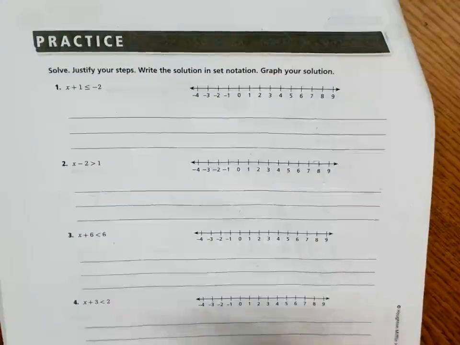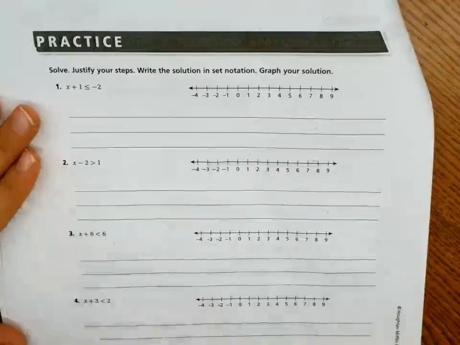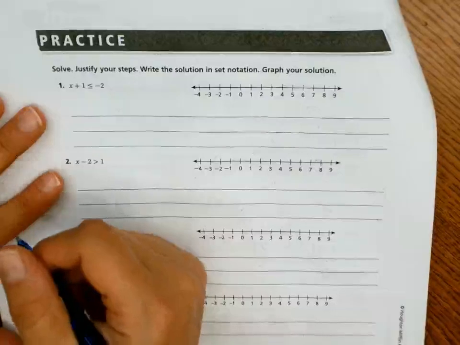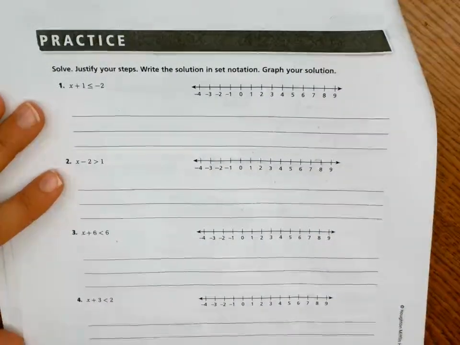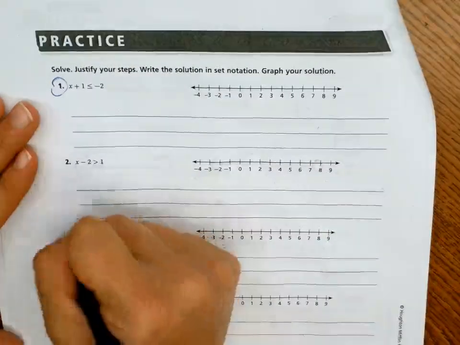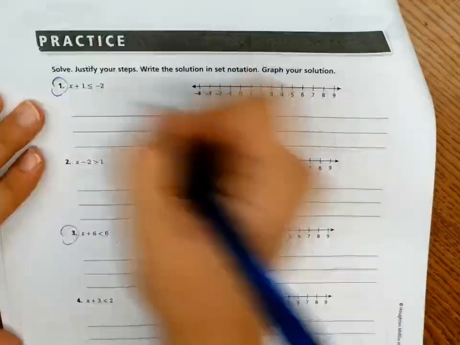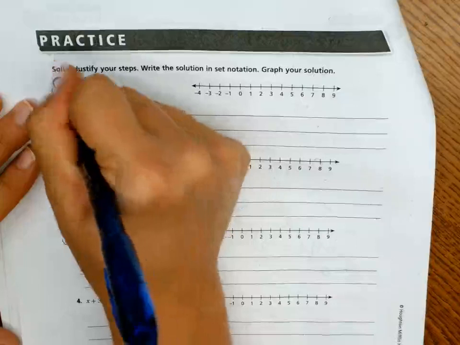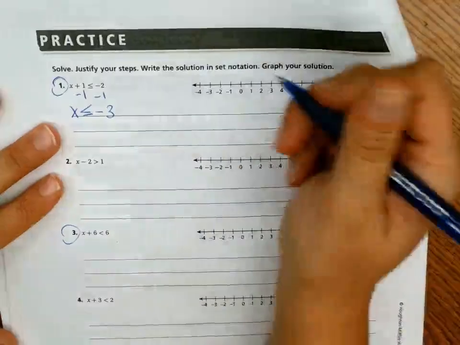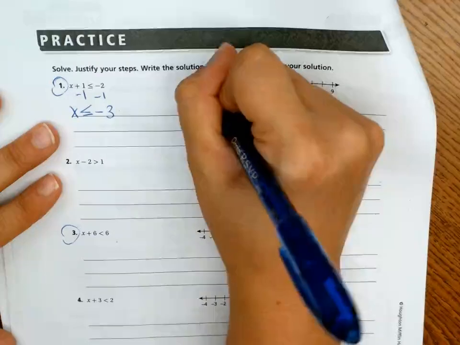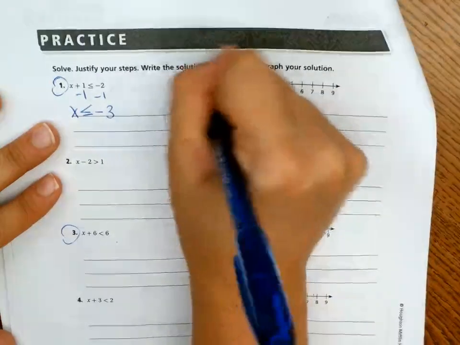So, let's just do like 2 of these. Which 2 do y'all want to do? Do you care? How about 1 and 3? So we're going to subtract 1 from both sides, which will leave us with x is less than or equal to -3. Close dot on the -3, arrow going this way.